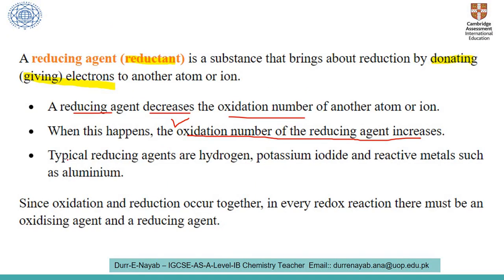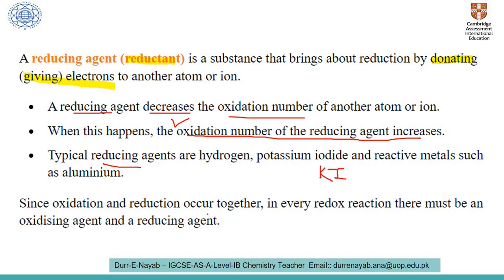Now they have talked about other typical examples, that is hydrogen iodide and potassium iodide, written as KI. And we have some other examples as well, reactive metals such as aluminum. They all act as reducing agents, as they are good at giving electrons. They themselves get deficient and they enrich the others with electrons. So they are very generous in providing electrons.